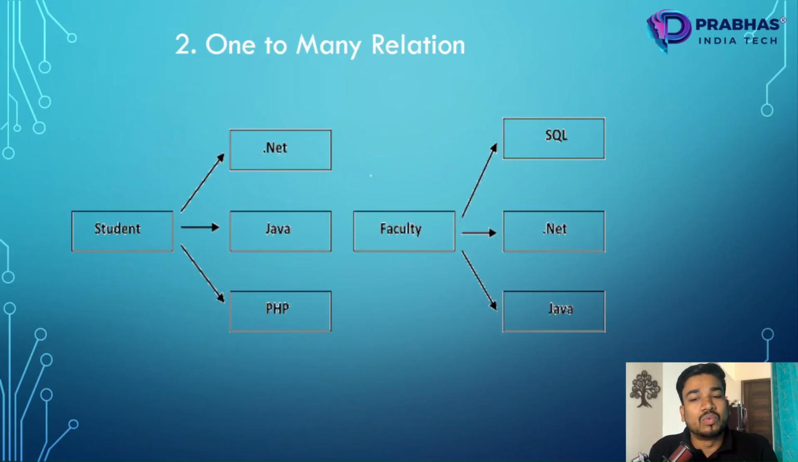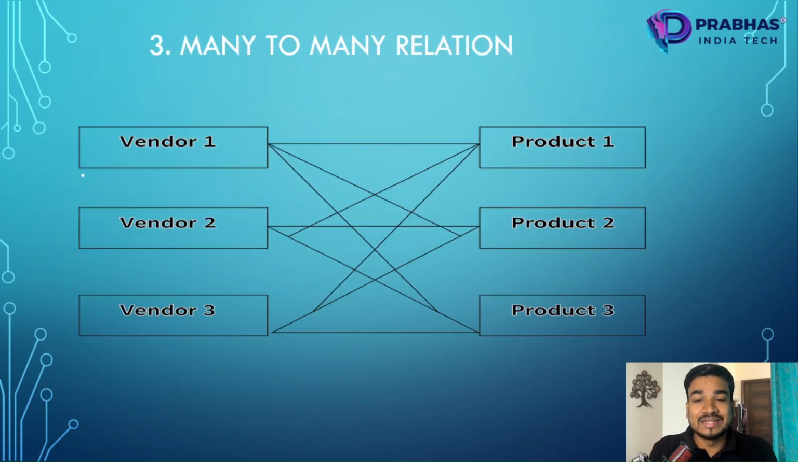Then we have the one-to-many relation. One student can have multiple languages, meaning the student knows multiple languages, such as .NET, Java, PHP. We can consider the example of faculty as well. The third type is the many-to-many relationship. Here we can see vendors: we have 3 vendors and 3 products. We can buy 3 products from one particular vendor, and we can buy one product from 3 vendors as well.